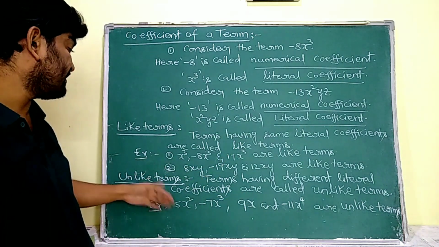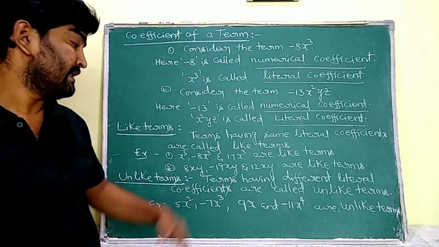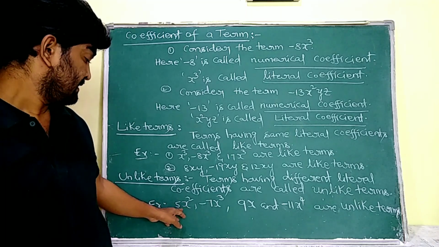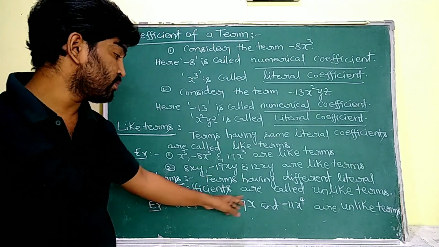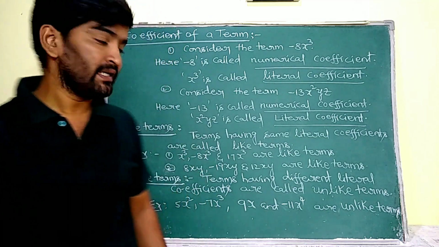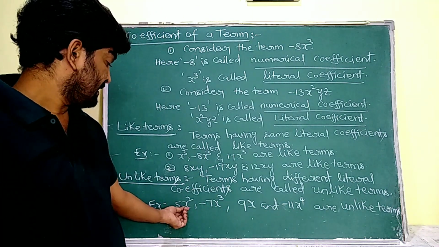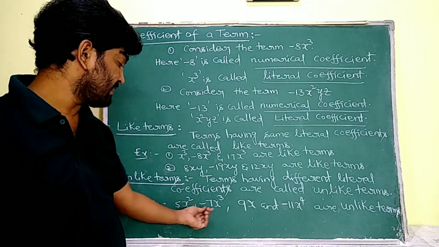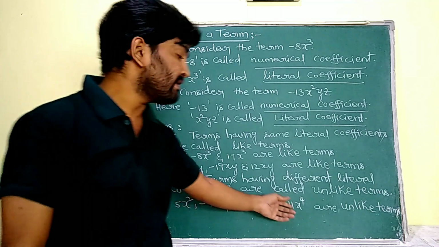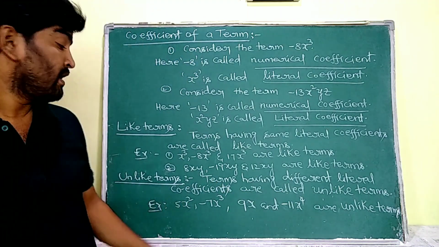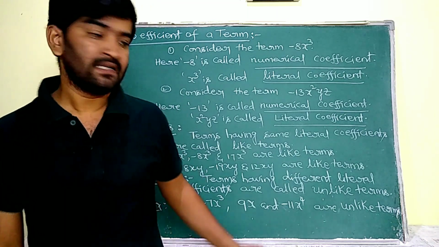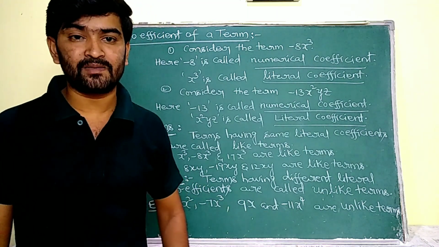Coming to unlike terms, the terms which are having different literal coefficients are called unlike terms. See here, 5x square, minus 7x cube, 9x and minus 11x to the power of 4. Here the literal coefficient is x square, here x cube, here x, here x to the power of 4. All the four terms are having different literal coefficients. That is why these are known as unlike terms.